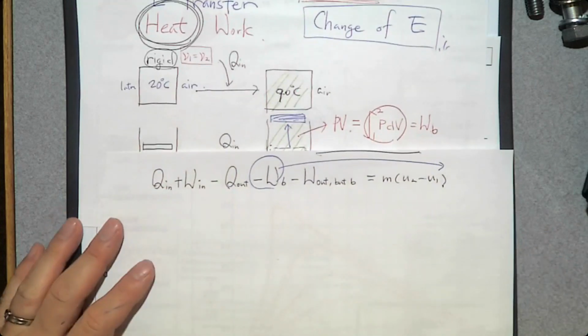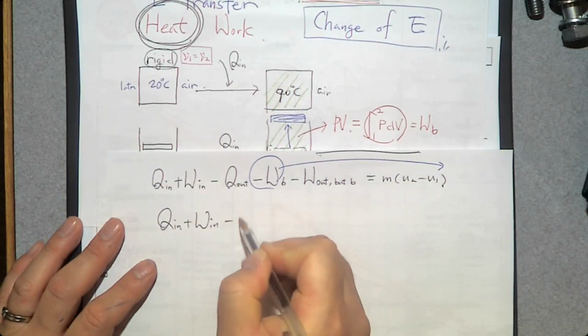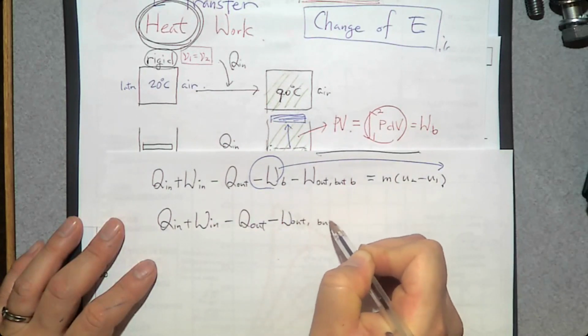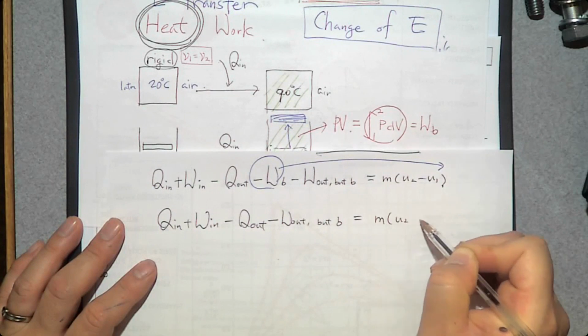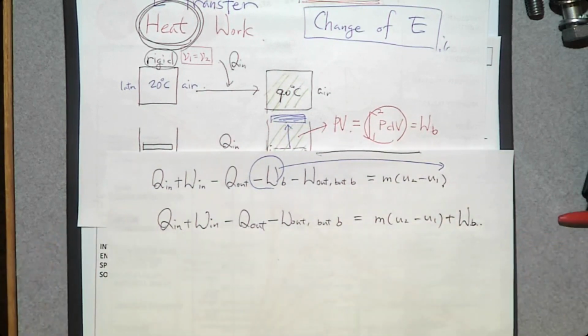Now, the energy balance equation is Q in plus W in minus Q out minus W out, everything but moving boundary work WB, is mass times U2 minus U1 plus moving boundary work. Now, is that right? Yes, this is right. This is the final version of the energy balance equation for closed system.